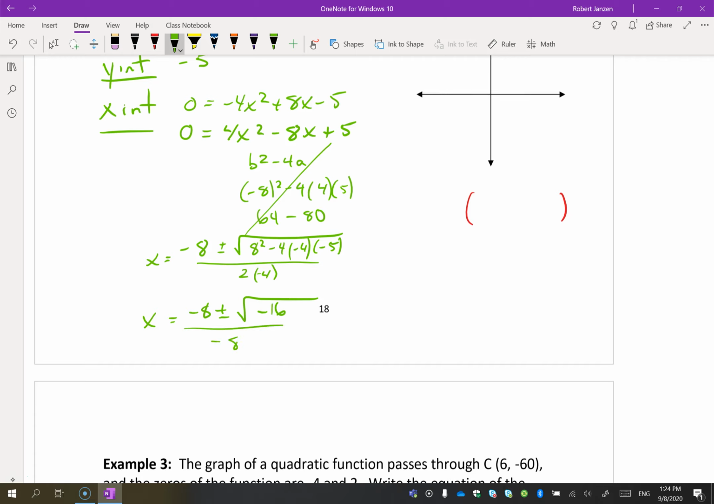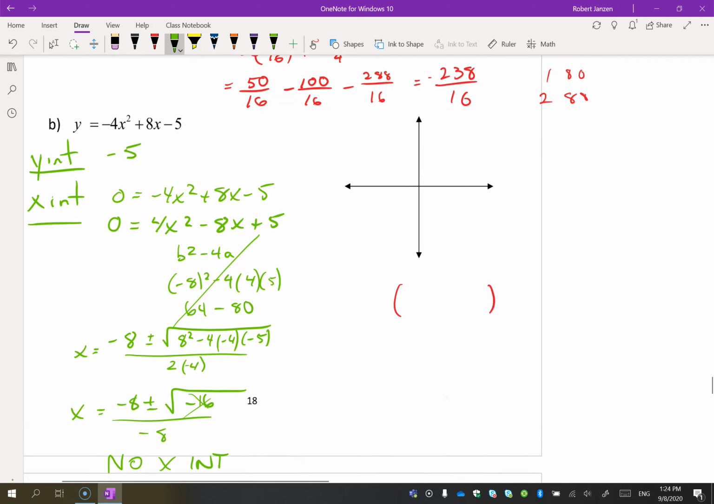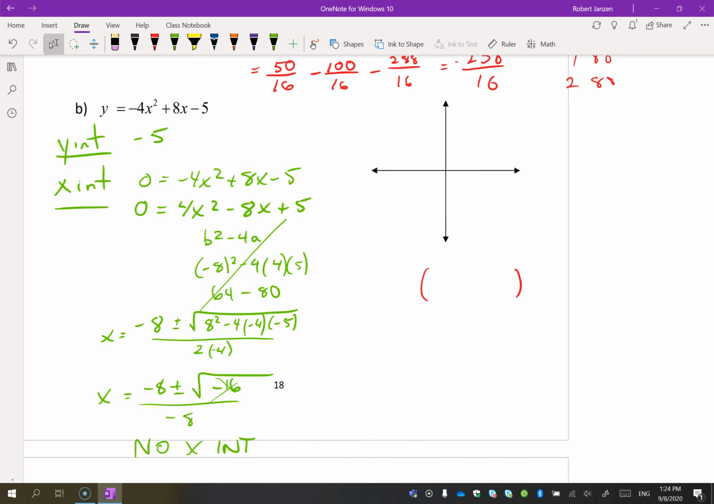Uh-oh, what does this mean? Negative 16 tells me there must be no x-intercept, no roots, right? Well, let's see if that makes sense. The y-intercept is negative 5, and it opens down. So you can see it's not going to cross this. Well, we don't know that for sure. Let's try the vertex. This is a good example of what happens when things just don't seem to work out the way you want them. There's usually a reason for it.